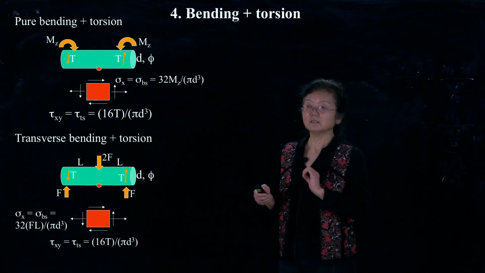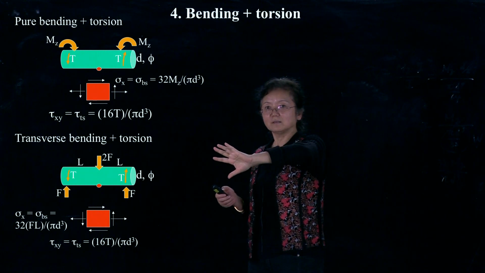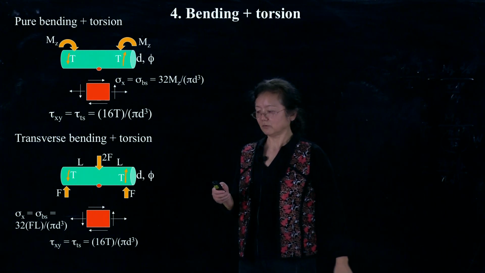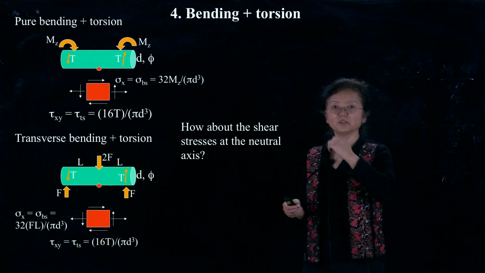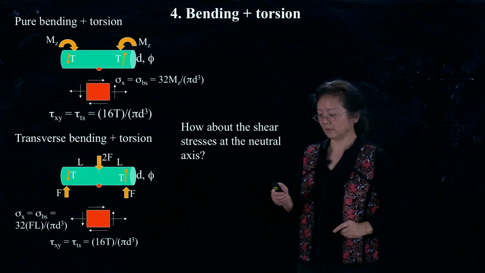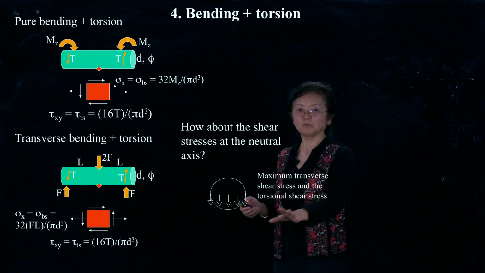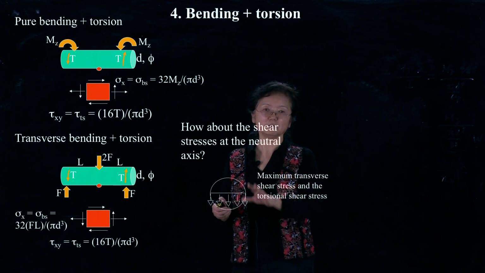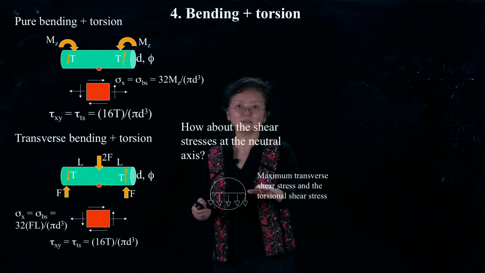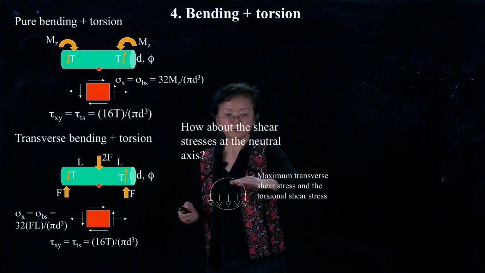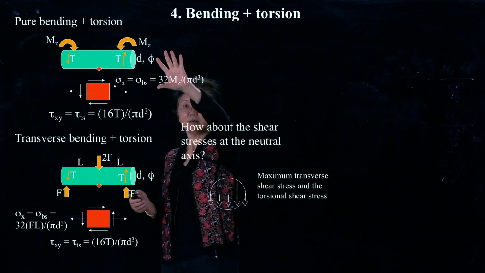So what is the difference between these two cases? That is the transverse shear stress. So how about the shear stress at the neutral axis? That's the question we're going to ask. If I pull out the same thing that we showed before when we talked about the transverse shear stress, here I show you the neutral axis, and we know along the neutral axis we have the transverse shear stress, which is not present in the earlier case.